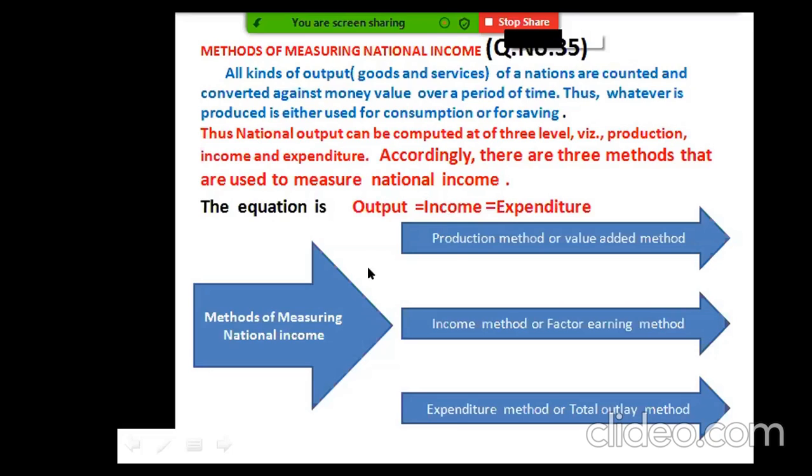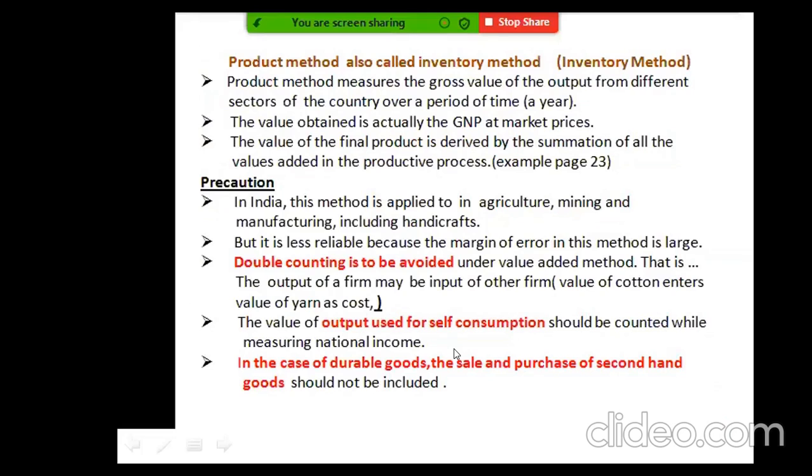Next, we move to the methods of measuring national income. First one is the production method or value-added method. Second one is the income method or factor earning method. Last one is the expenditure method or total outlay method. In general, these three methods are used for measuring national income in our country.